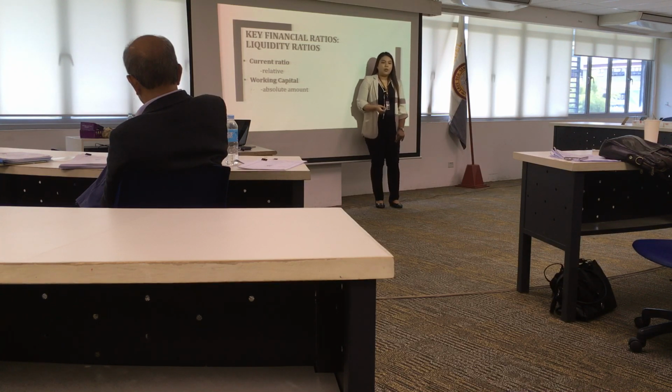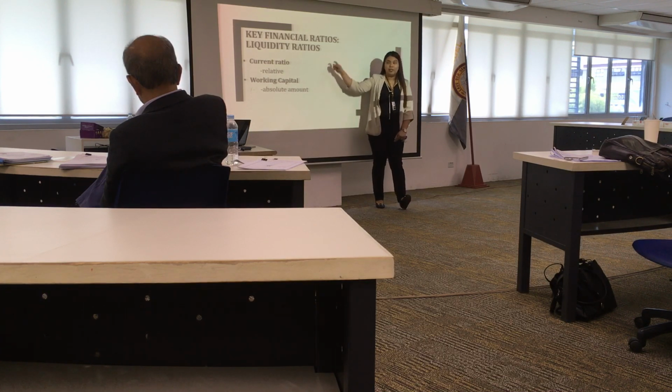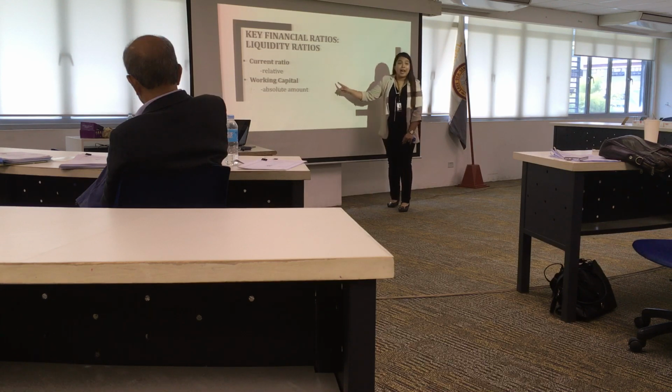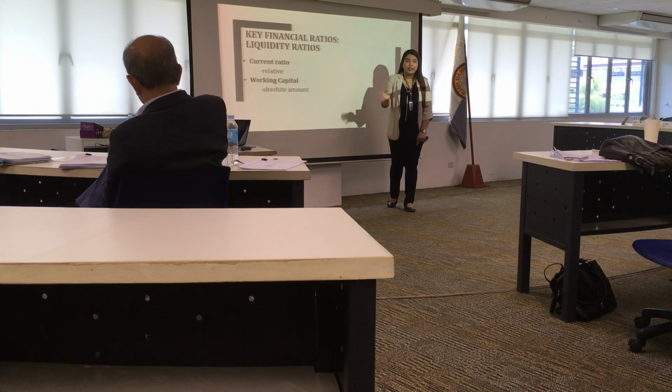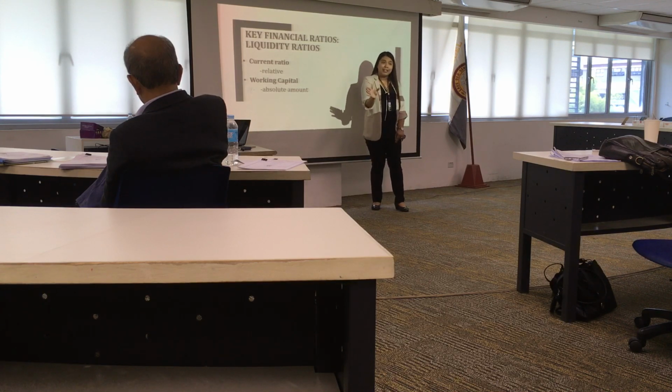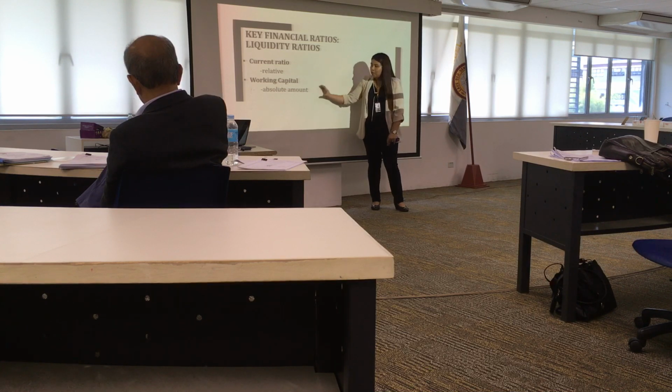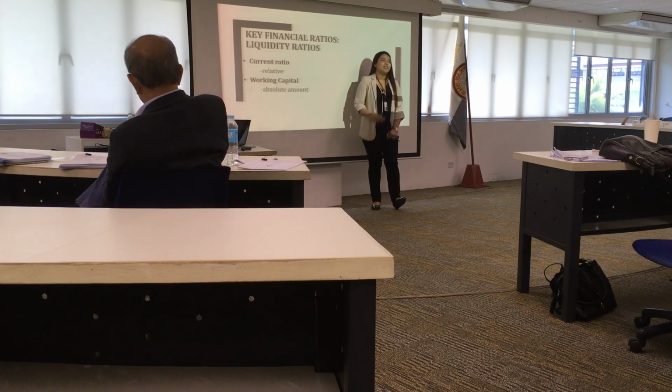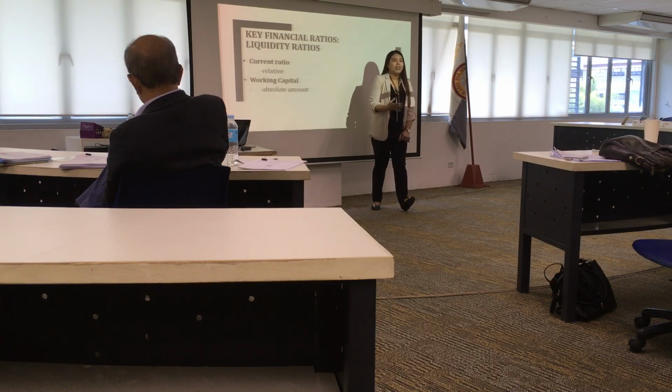The current creditors will be confident in lending you an amount because you have the cash to pay for your short-term liabilities. Next, working capital. Same example. You have 1 million cash, 1 million total current assets, and you have 100,000 current liabilities. If this one is a ratio, for the working capital, it is an absolute amount. So you get the difference of the 1 million total current assets from the 100,000 short-term liabilities. So the result is 900,000. So your working capital is 900,000. You have the exact amount of 900,000 to pay your liabilities.